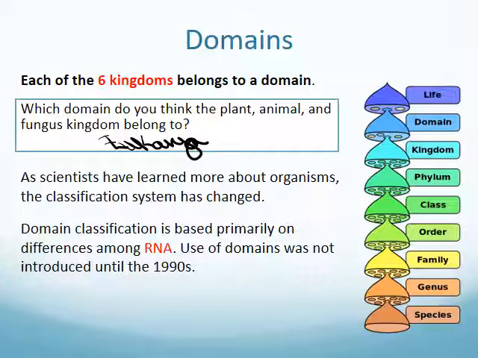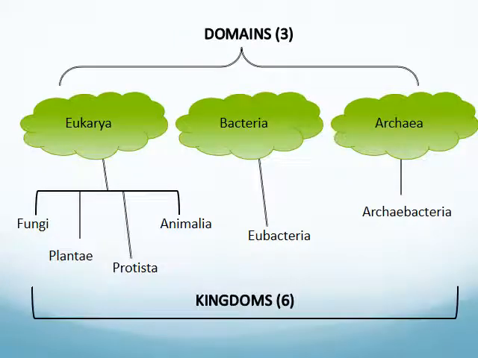As scientists have learned more about these organisms, the classification system has changed. Domain classification is based primarily on differences in the RNA. Okay, it's the RNA and the DNA. And these domains were not introduced until the 1990s. Okay, so we have the 3 domains here, and I want you to fill in this chart on your notes with the 6 kingdoms, showing which domain they originate from.